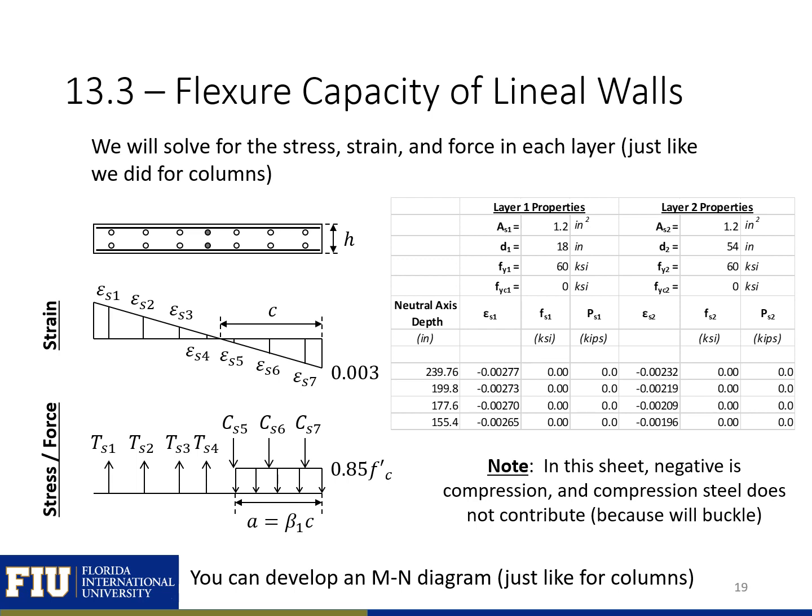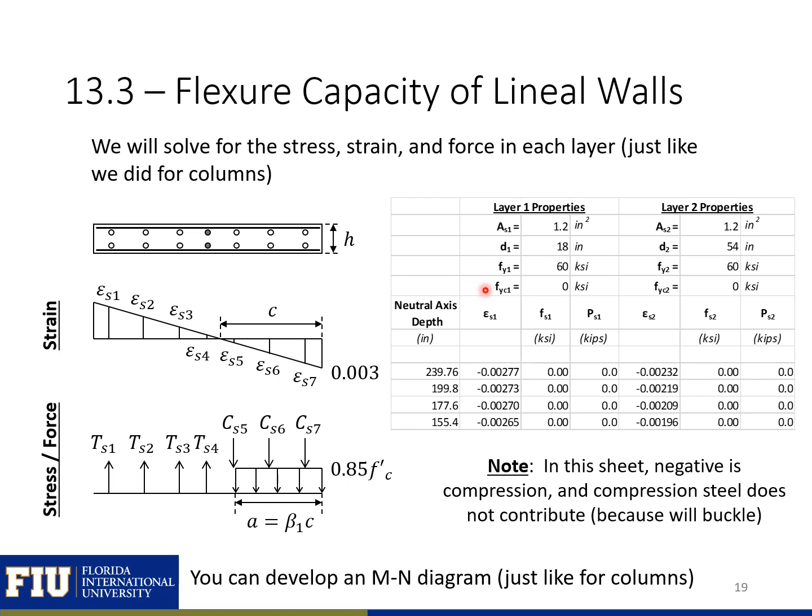Shown on this slide is a sample of part of the spreadsheet that I developed for this. And if you want to know more details on the specifics of going from strain to stress and stress to force, I'd suggest you go back and look at our section on columns and our section on beams. So you can see for each layer we have an area, we have a depth of the layer, we have a yield strength for the layer, and we have a yield strength for the layer in compression.